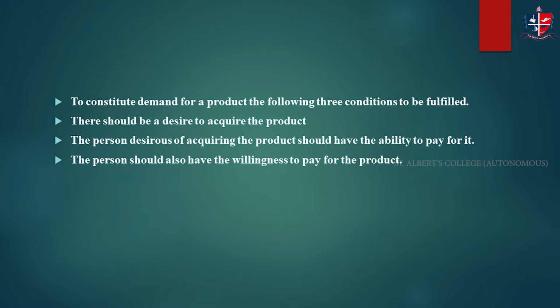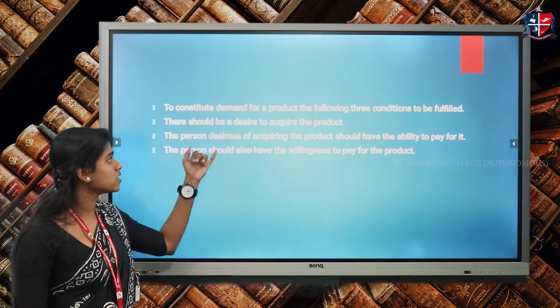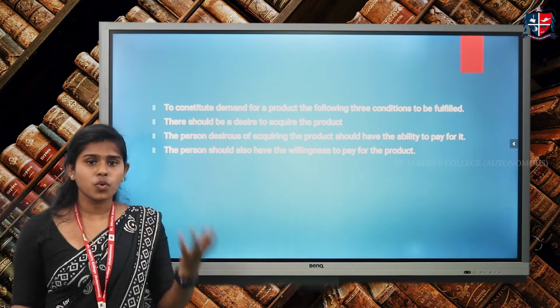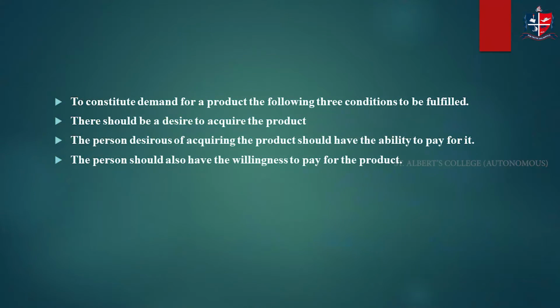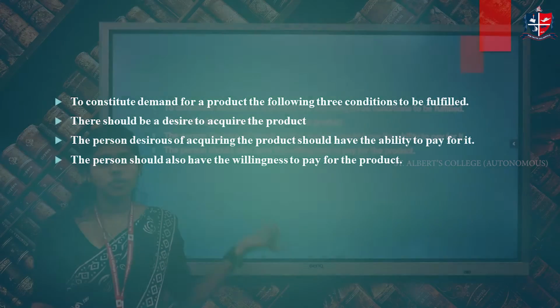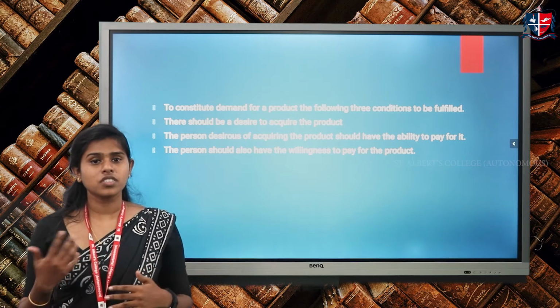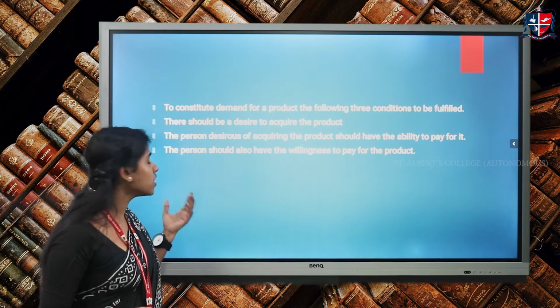Next, to constitute a demand for a product, the following three conditions should be fulfilled. The first one is that there should be a desire to acquire the product. I've already mentioned that we should have a desire for a product. If I want a chair or I want a vehicle, then I should have a desire for purchasing that particular commodity. Next, the person desirous of acquiring the product should have the ability to pay for it. Sometimes people have a strong desire to purchase a particular commodity, but they don't have money for it. In that case it is not a demand.